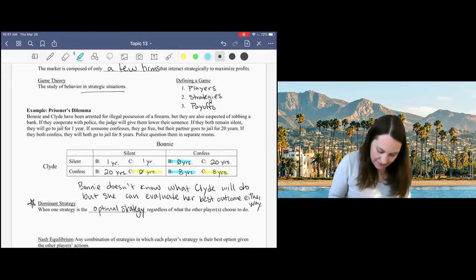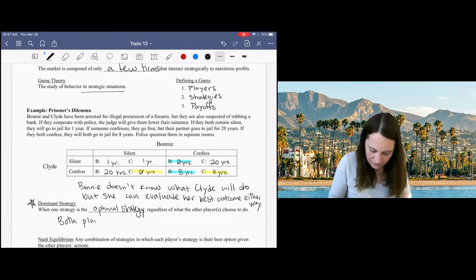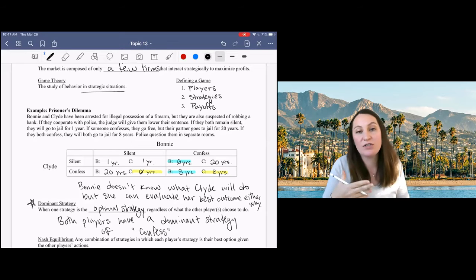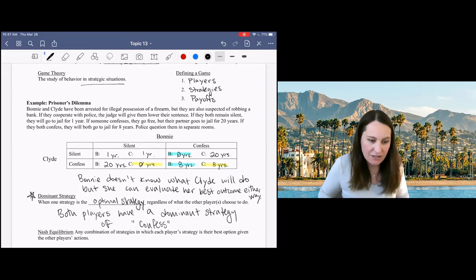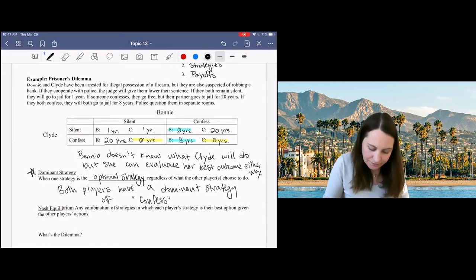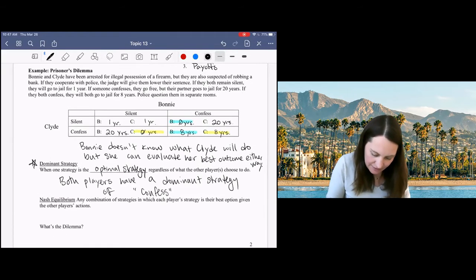So both players in this game have a dominant strategy of confess, which is sometimes referred to as defect or cheat in the context of prisoner's dilemma, but in this case, we've defined it as confess. Okay, which means that our Nash equilibrium in this case is going to be where both players confess.